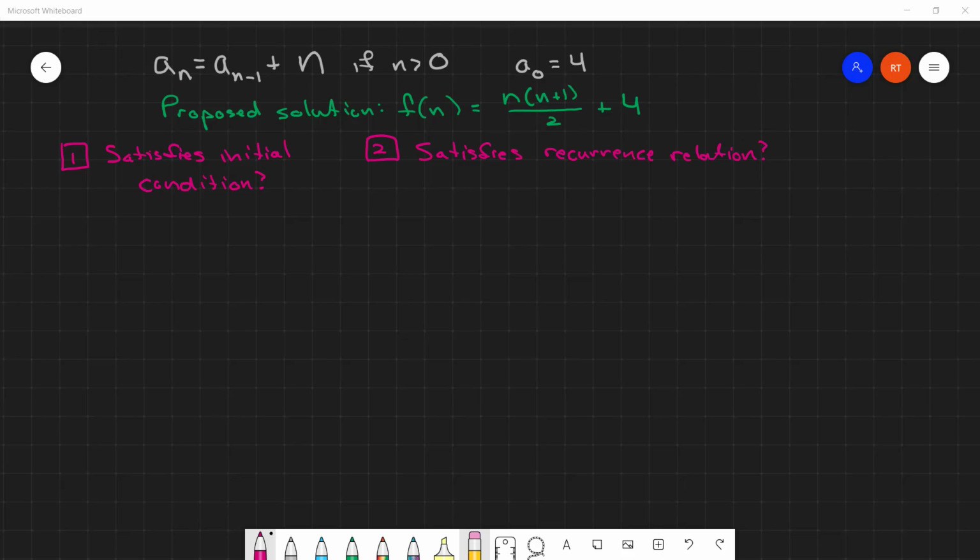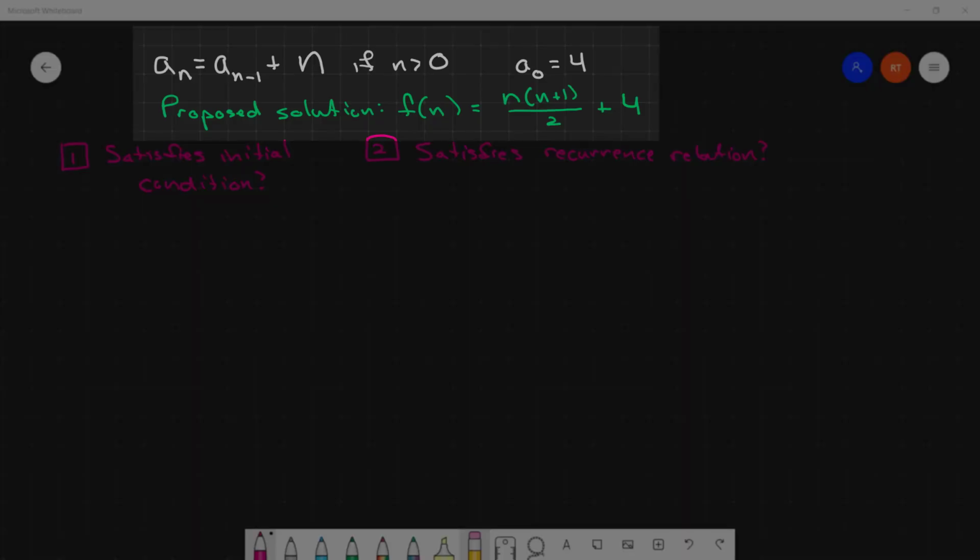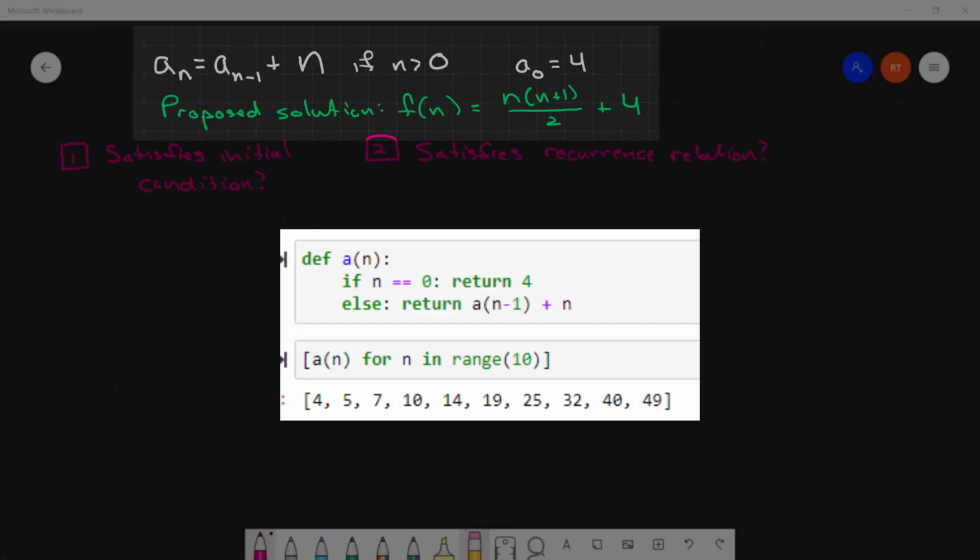Hello there. Here's an additional example of showing that a proposed solution to a recurrence relation really is a solution. I'm looking at the recurrence relation a_n equals a_{n-1} plus n if n is bigger than 0, and it has an initial condition of a_0 equals 4. Here are the first several terms of this sequence.